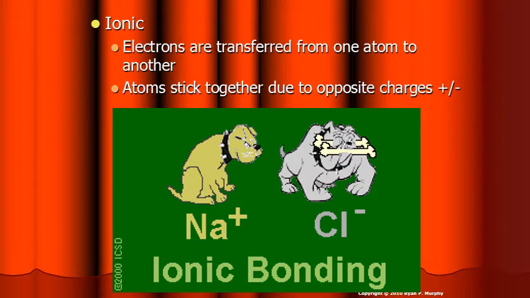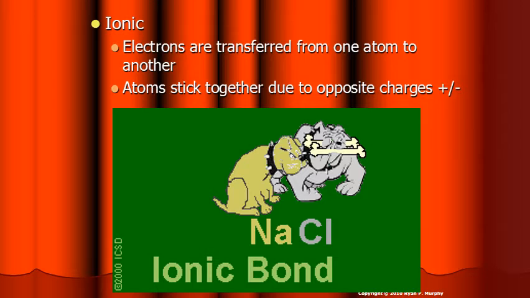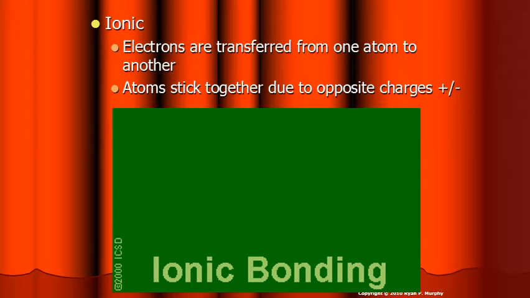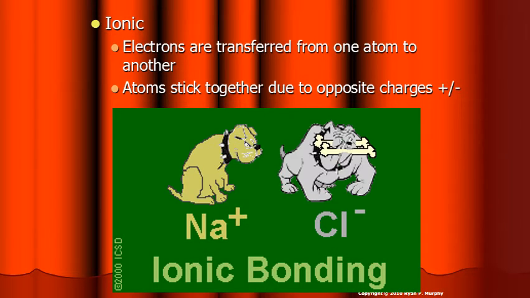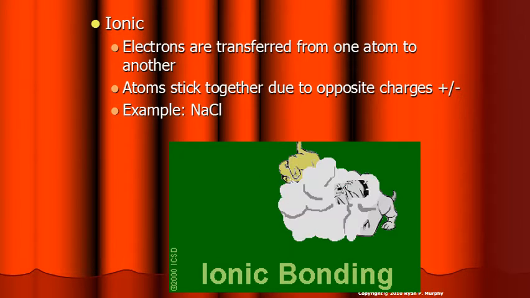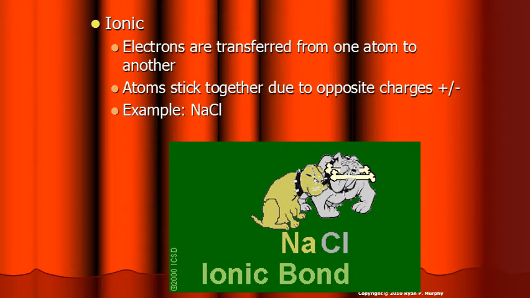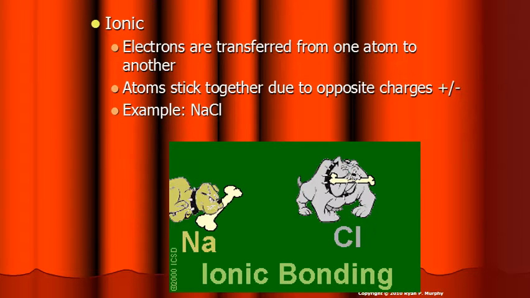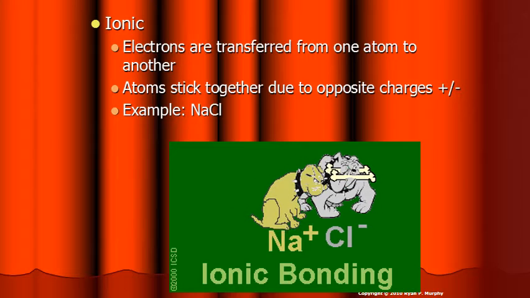The atoms then stick together due to opposite charges. Once one loses an electron, it becomes more positive. The other one gains an electron, it becomes more negative. So opposites attract, just like the two dogs here. A good example of this, one that you want to remember, is sodium chloride, NaCl, or what you have referred to for your whole life as salt.